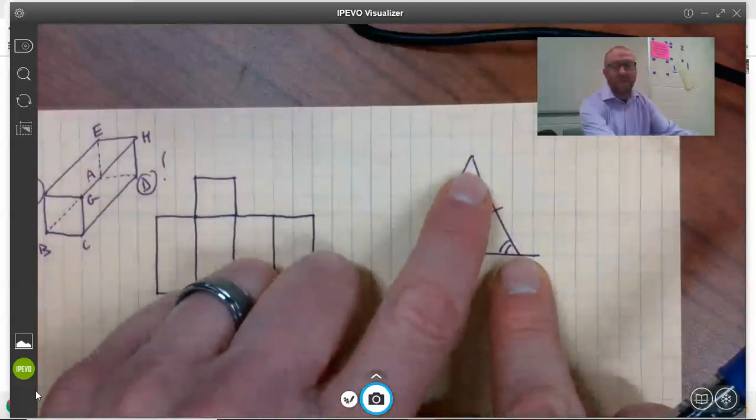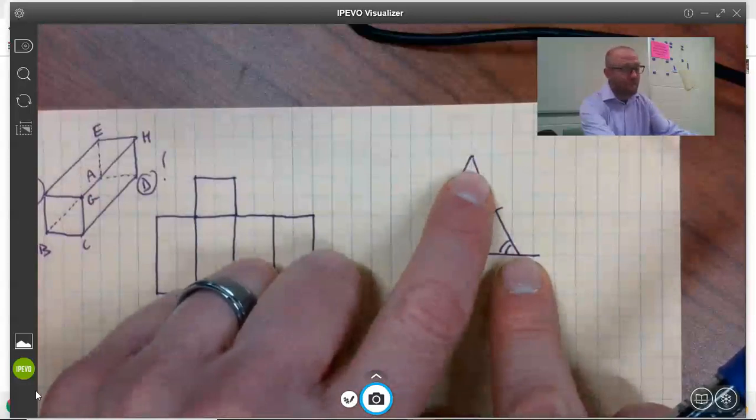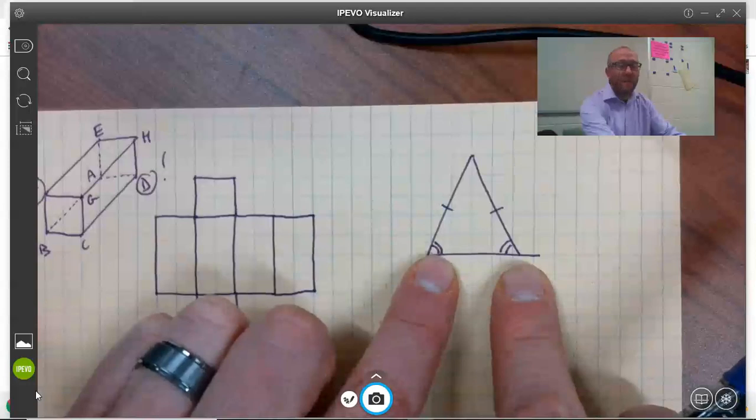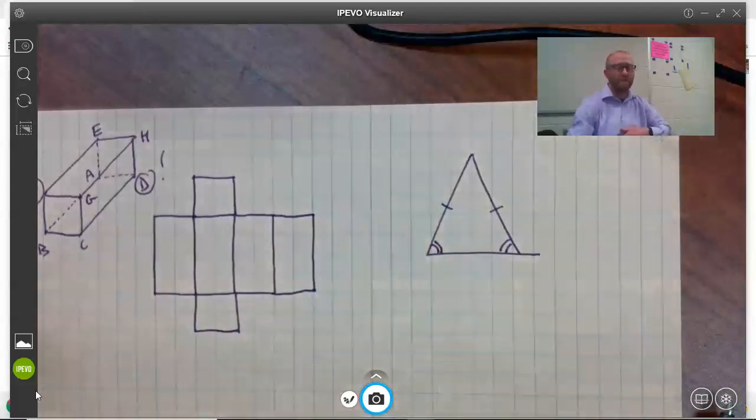If the angle you're given is not one of the congruent ones, then just subtract it from 180, and whatever you're left with has to be split evenly between the two base angles. So there you go. Isosceles triangle.